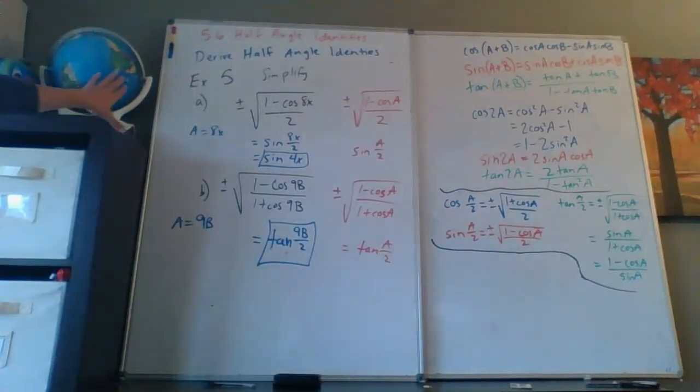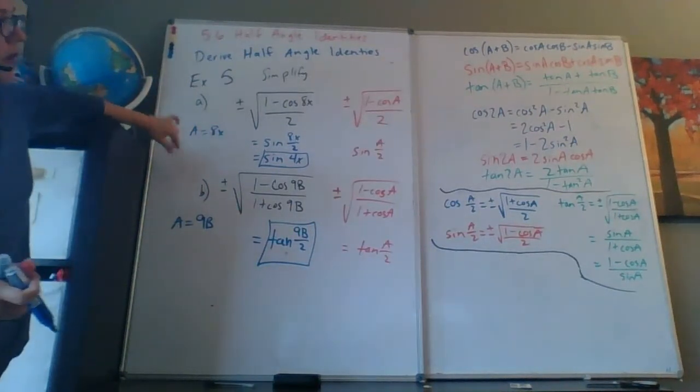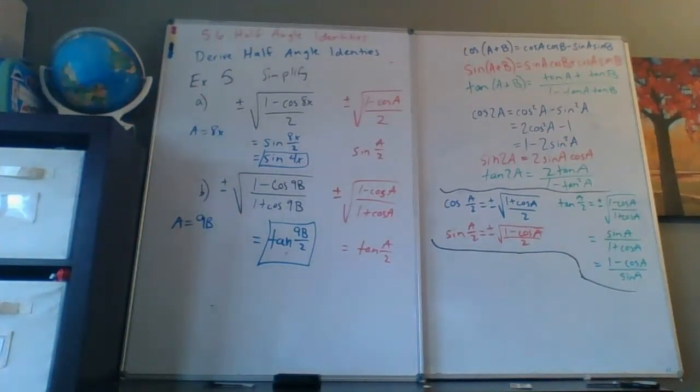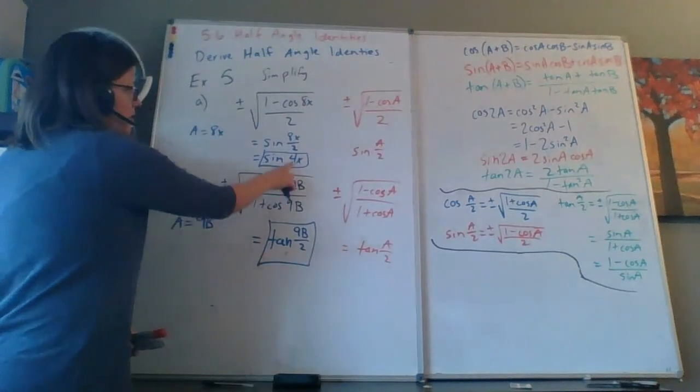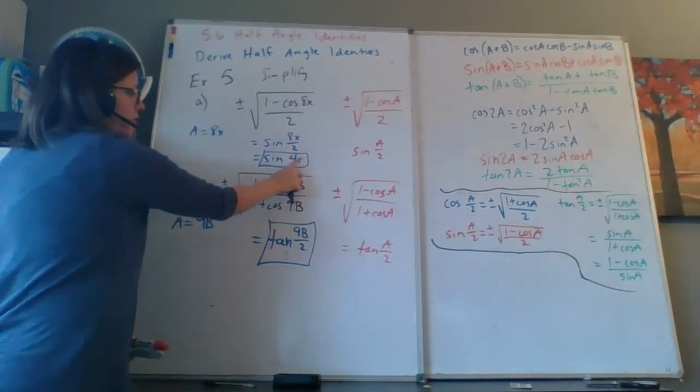Both of these are situations where it's really trying to identify the patterns. So first you identify the pattern and then figure out what has to go into your trig function. So here it was 8x over 2 or 4x, or 9b over 2.